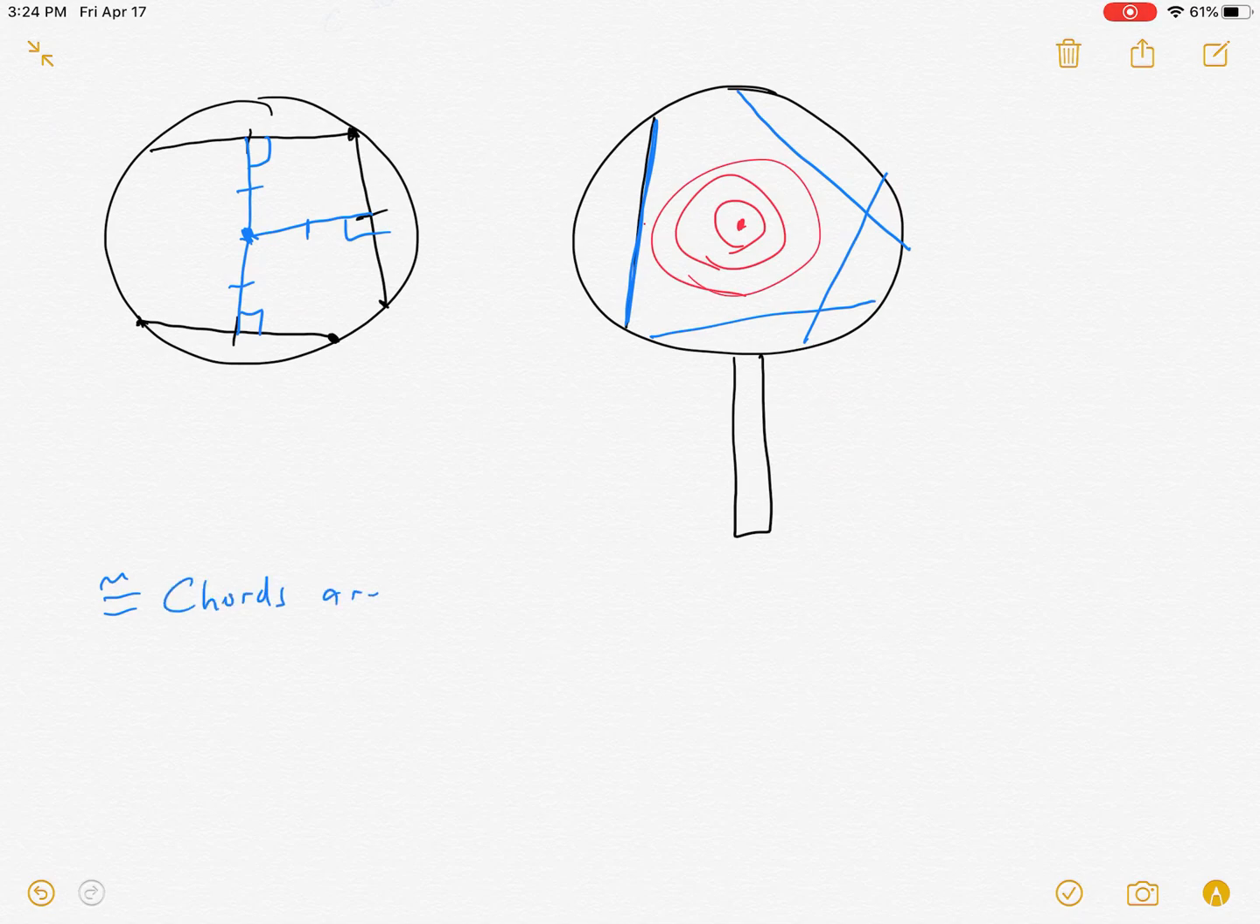And I don't want to do a lot of writing here, if I can avoid it, congruent chords are equidistant to the center of the circle. And hopefully that's pretty intuitive, right? I mean, it doesn't matter where you go, you'll be equidistant.